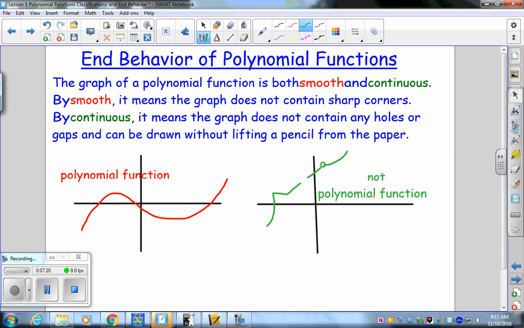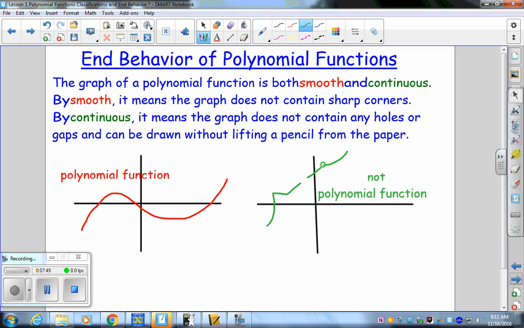All right, so let's talk about end behavior. And we've discussed end behavior before. It's pretty much what's happening as a graph is continuing on forever and ever to the right and forever and ever to the left. Okay, and we've said, all right, make sure you know which way your arrow is pointing essentially. All right, but let's talk about polynomial functions. Really important to know first because we're going to start to look at different shapes. The graph of a polynomial function is both smooth and continuous. So by smooth, it means the graph does not contain sharp corners.